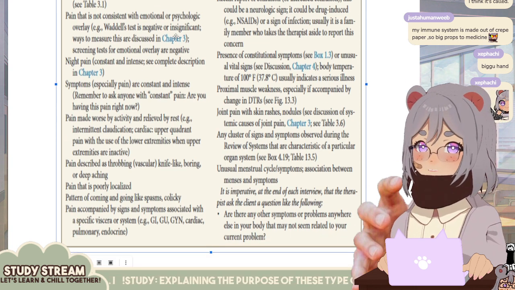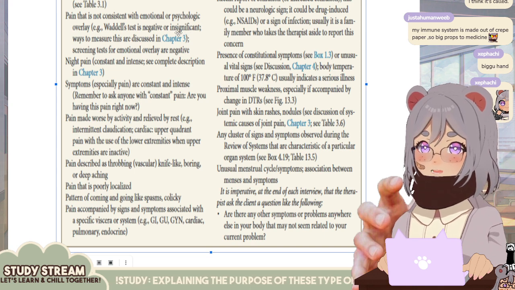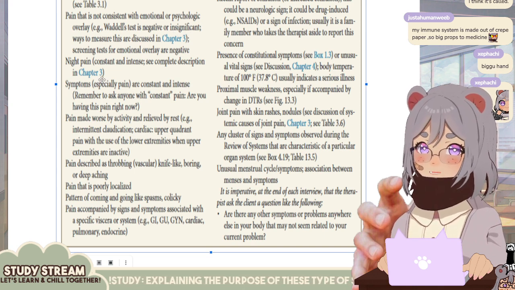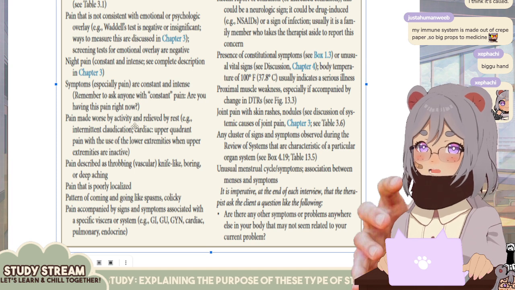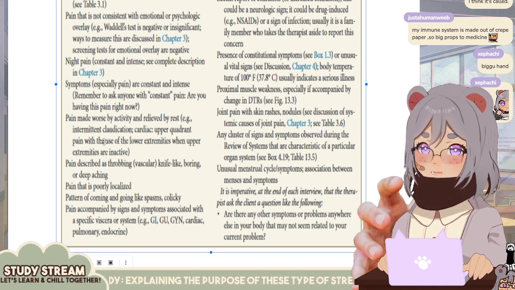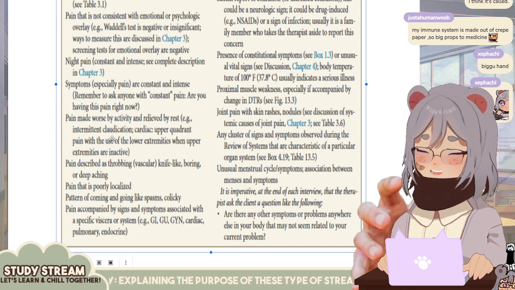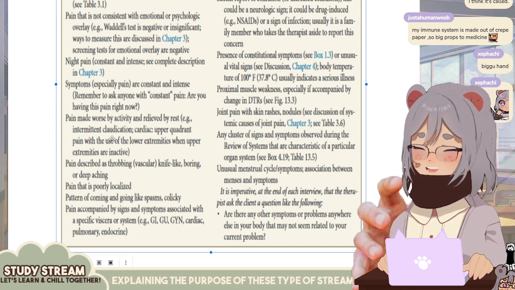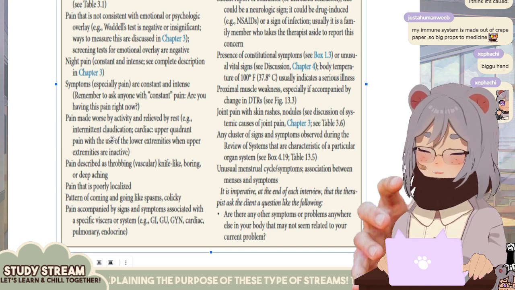Pain that's not consistent with emotional or psychological overlay. Night pain, symptoms are constant and intense. Pain is made worse by activity and relieved by rest, and that could be stuff like intermittent claudication, or it's the idea of like, yeah, when I walk and everything like that, my legs hurt, but when I sit down, I'm better.